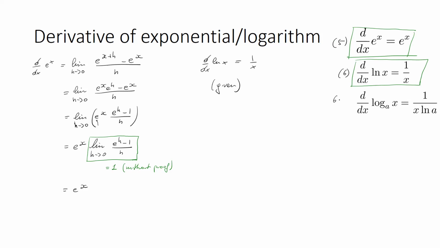And then there's a slight variation, so let's call this 6a and 6b. If you have a logarithm to a different base, then the derivative of a logarithm other than the natural logarithm is again 1 over x, but then times the natural logarithm of the base. And in order to prove that, that's maybe not so difficult. That is something that we can do.